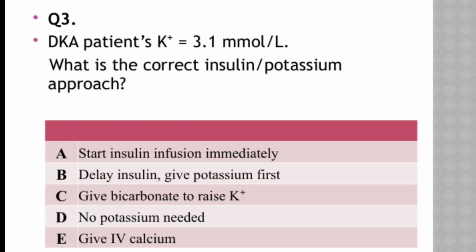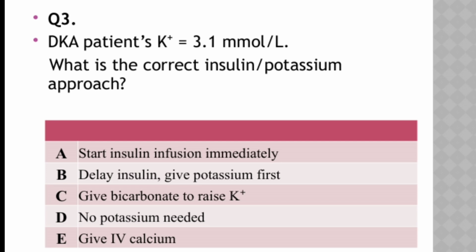Let's look at this critical situation. We have a patient with diabetic ketoacidosis, and their potassium level is 3.1 mmol/L, which is quite low. The key here is understanding how to manage insulin and potassium safely. Starting insulin infusion immediately is usually the standard approach in DKA. But in this case, because the potassium is low, we have to be cautious.